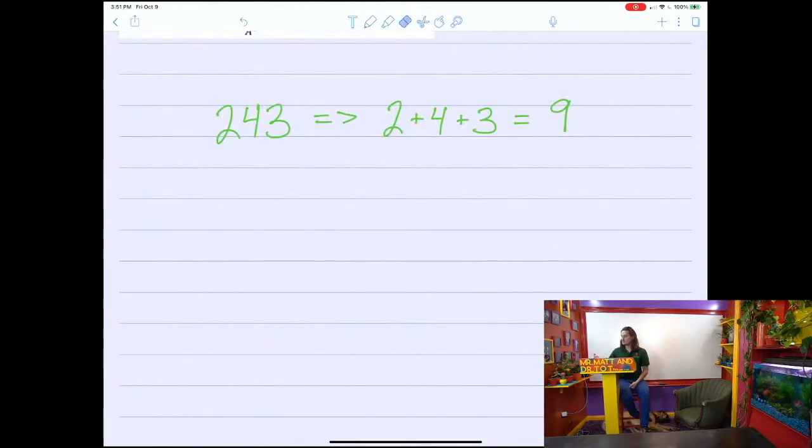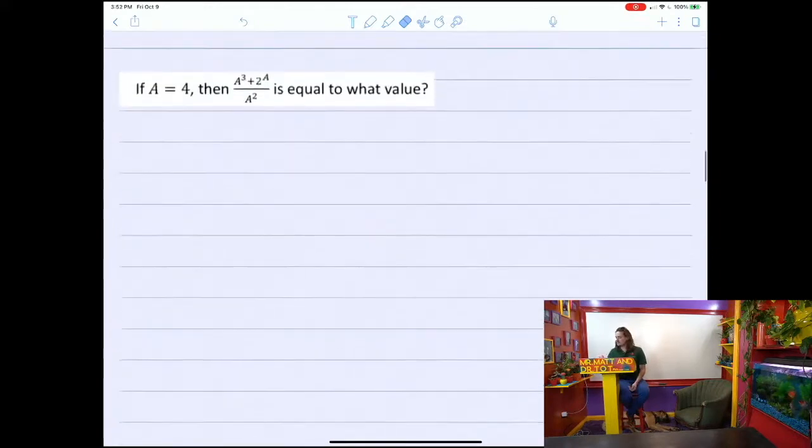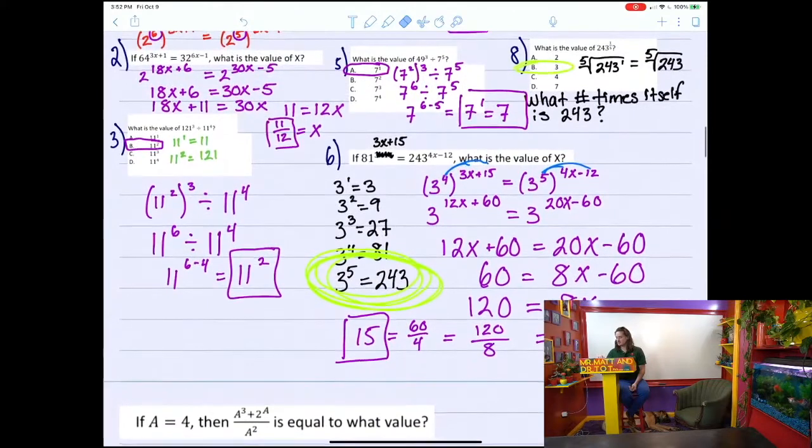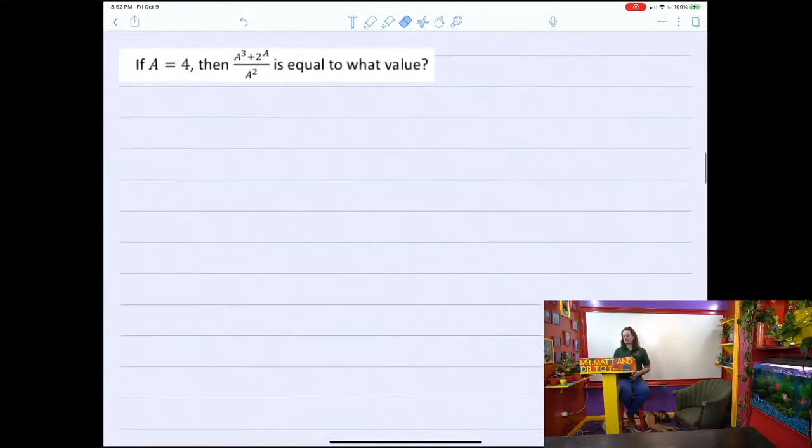All even numbers are divisible by 2. All numbers ending in 0 or 5 are divisible by 5. All numbers ending in 0 are divisible by 10. And all numbers whose digit sum is divisible by 3 or 9 are also divisible by 3 or 9 themselves. Okay, if you have any questions, then please let me know. Otherwise, let's take a look at some more application questions.